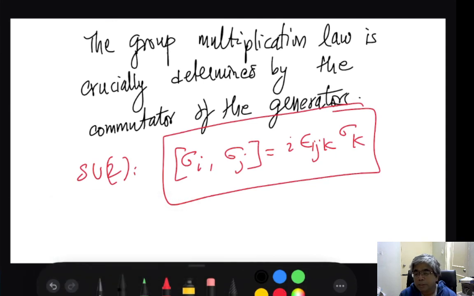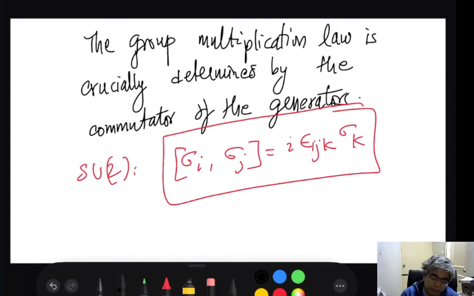So this is the commutator. This essentially determines your group multiplication law. So any representation which satisfies this group commutation law also forms a representation, other than the defining representation.